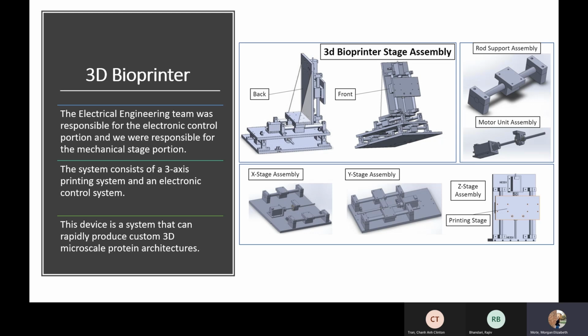The electrical engineering team is responsible for the creation of the electronic control portion of this project, while we were responsible for the mechanical stage portion and the biochemistry aspects of the collagen extrusion mechanism. As we can see, the images to the right give a good view of the different components of the mechanical stage assembly that our team was responsible for.